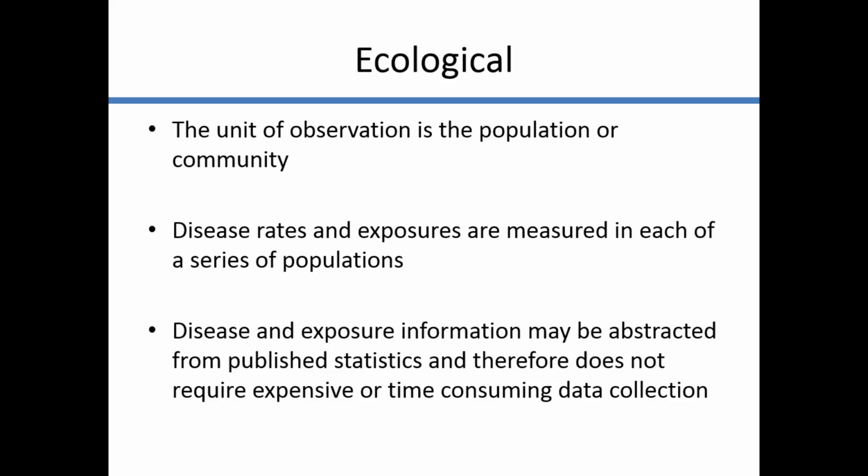Ecological study. Now the unit of observation is the population or community. Up until now, we were looking at actual people. Like, we got 36 cases of lung cancer and 27 controls. We got 133 women with MS and 145 controls. We're looking at individual people, we're getting individual data, and now with an ecological study, we are looking at populations. Now I'll explain what I mean. I'll actually show you a diagram.